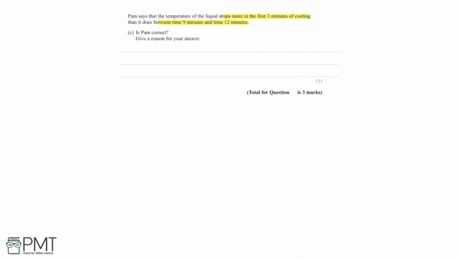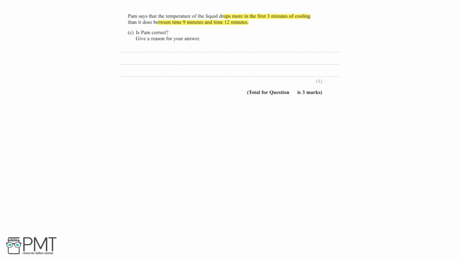Now part C is about the rate of cooling, and the rate of cooling is represented by the gradient of the graph. And so if the temperature of the liquid drops more in the first 3 minutes of cooling than it does between the time 9 minutes and the time 12 minutes, we can say that the rate of the change in temperature in the first 3 minutes would have to be greater than the rate of the change in temperature between 9 minutes and 12 minutes. And in graphical terms, this means that the gradient in the first 3 minutes would have to be greater than the gradient between 9 minutes and 12 minutes.